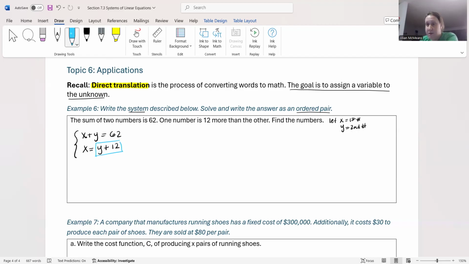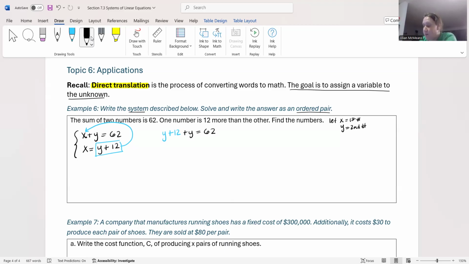So we're going to take this value for x, plug it into the opposite equation for x. Okay. So we have x plus y, but x is y plus 12. And then the rest of the equation is plus y equals 62. So we now have an equation in a single variable that we can certainly solve.